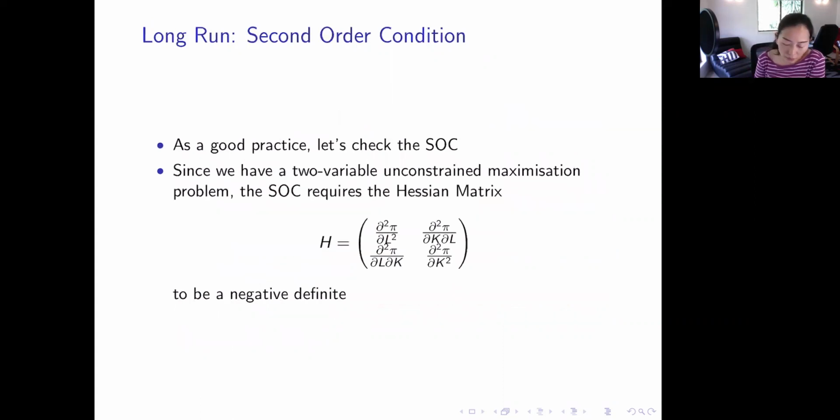We don't need that. As good practice, let's check the SOC. Since we have a two-variable unconstrained maximization problem, the SOC requires that the Hessian matrix, which looks like this, has diagonal terms, which are the second derivative of profit with respect to L twice and the second derivative of profit with respect to K twice. The off-diagonal is just the cross term, so this one and this one should be exactly the same. And for the SOC, it requires that this matrix has to be negative definite.